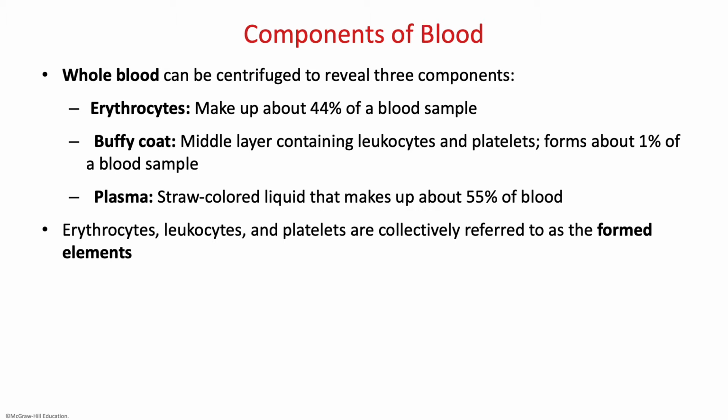The buffy coat will be a middle layer containing all your leukocytes, which are white blood cells, which help in the immune response, and platelets, which help with blood clotting. And that forms about 1% of a blood sample. And then the plasma will be the straw-colored liquid that makes up the upper about 55% of blood. The erythrocytes, leukocytes, and platelets are what we call the formed elements.